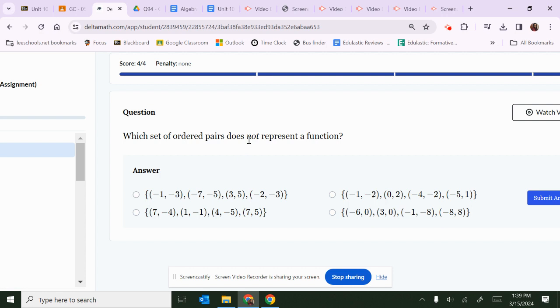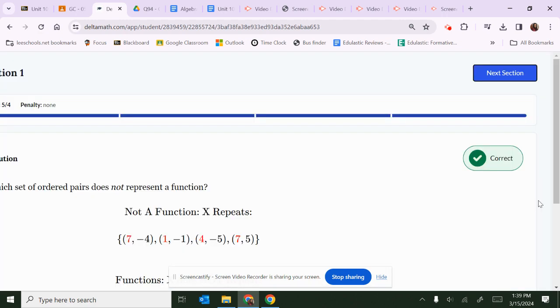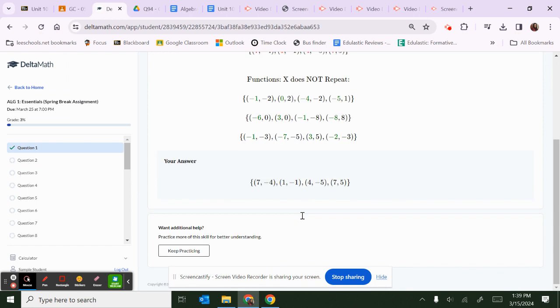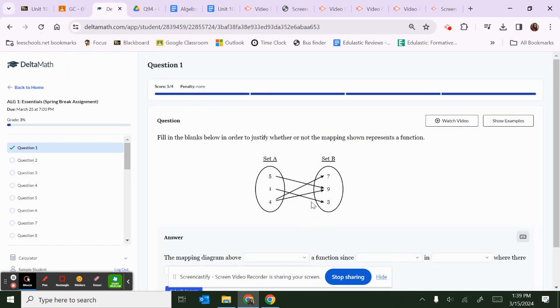But the question says which one is not, all right? Here I have a 7, a 1, a 4, and a 7. Here the 7s are repeating, so this is not a function. This is a function because none of the x values are repeating. This is a function because none of the x values are repeating, all right? So again, guys, try to do about 10 of these, guys. That way you can get really good at it.